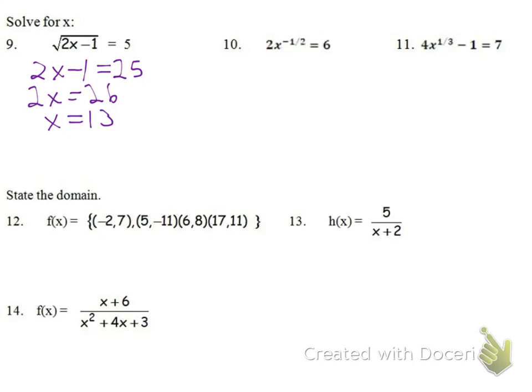If I do 2 times 13, that is 26. Minus 1 is 25. Square root of 25 is 5. So that one fits. For number 10, I'm going to first divide both sides by 2. So I have x to the negative 1/2 equals 3. And I'm going to put both sides to an exponent of the reciprocal of negative 1/2. The reciprocal of negative 1/2 is negative 2. So it's going to be x to the negative 1/2, to the negative 2, equals 3 to the negative 2. And the goal here is that it gets rid of the exponent on the x, and then I have 3 to the negative 2, which is actually 1 over 9.